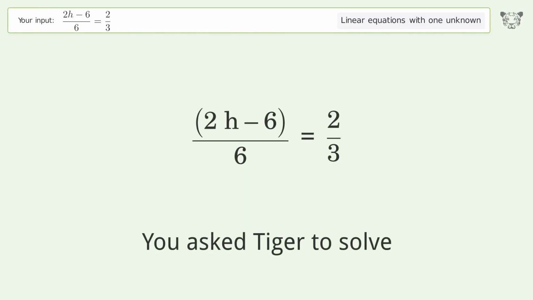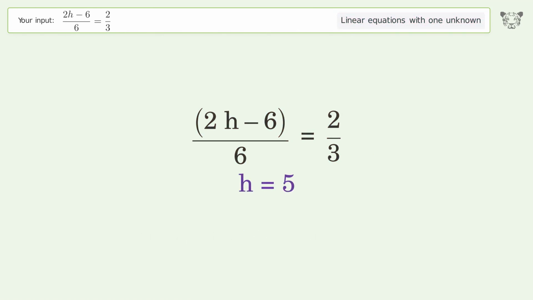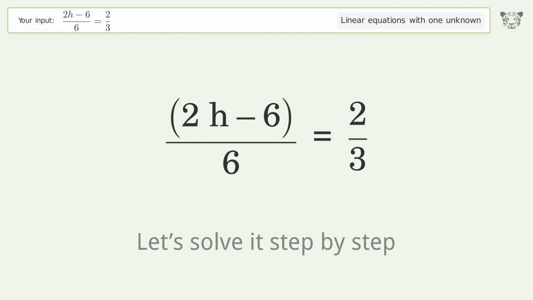You ask Tiger to solve. This deals with linear equations with one unknown. The final result is h equals 5. Let's solve it step by step.